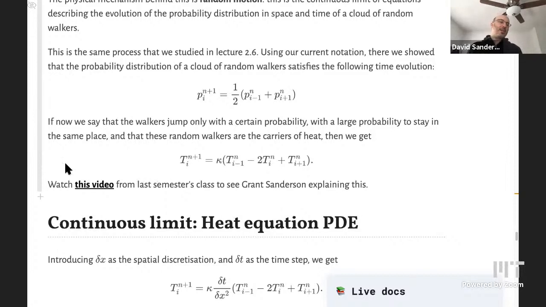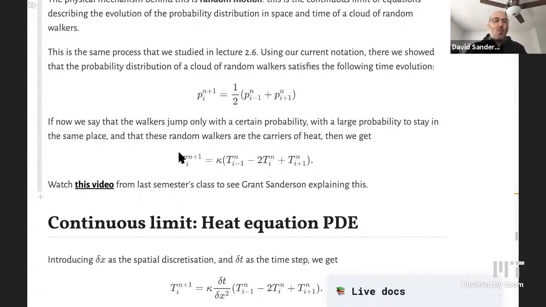And so last semester, Grant Sanderson had a video that went into more detail to derive this equation, which is, again, very similar to what we've already done, but he has some nice animations that you can go and watch.